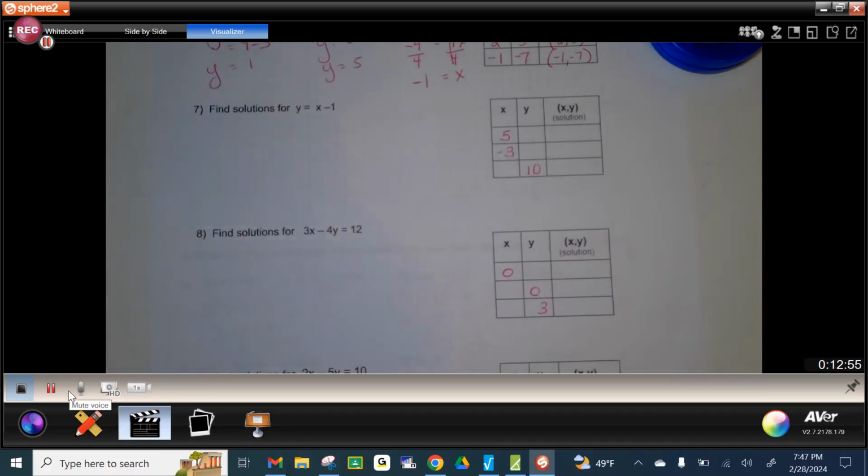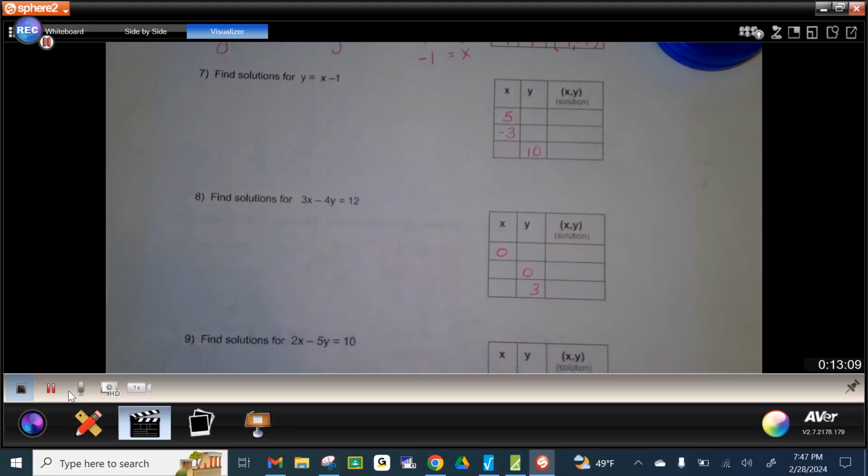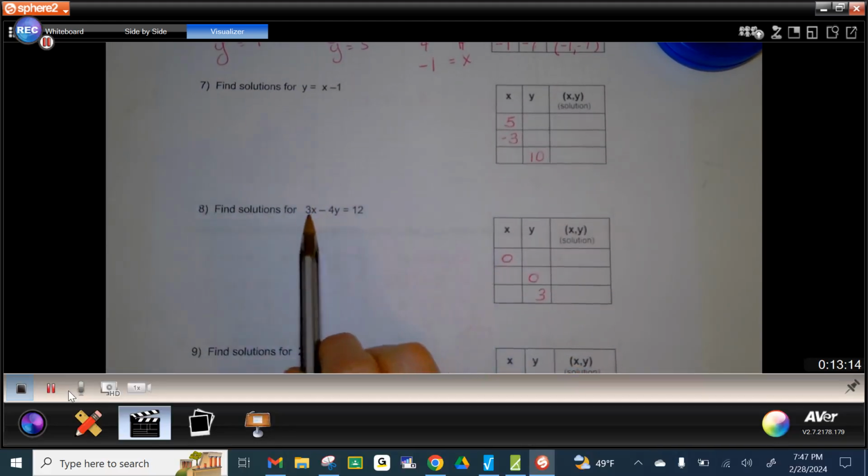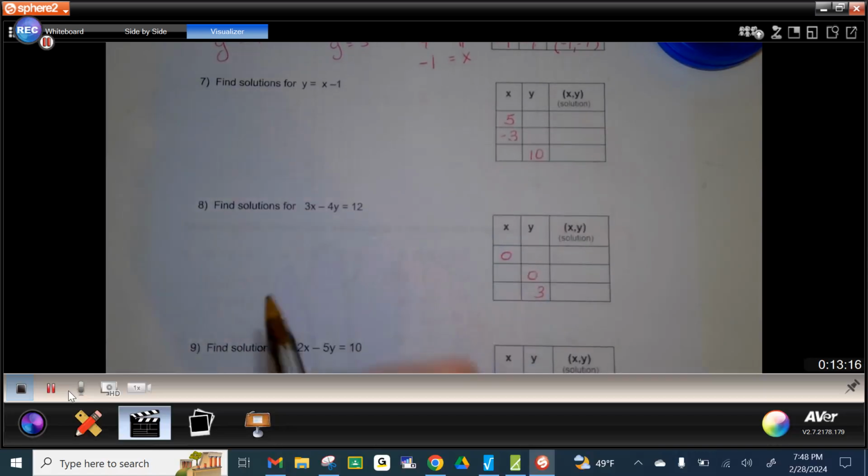Okay, I had to take a pause there. So we're going to find solutions for this linear equation, and I gave some values. And you can choose really any value you want to. I'm choosing them very carefully so we don't have big, messy problems on our hands. But we're going to put 0 in for x here and solve for y.